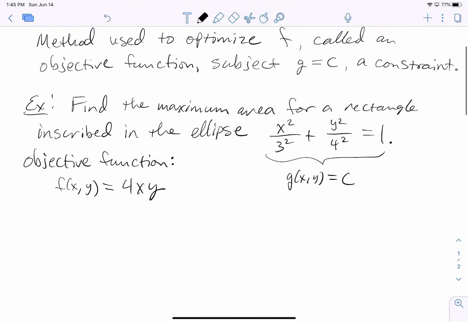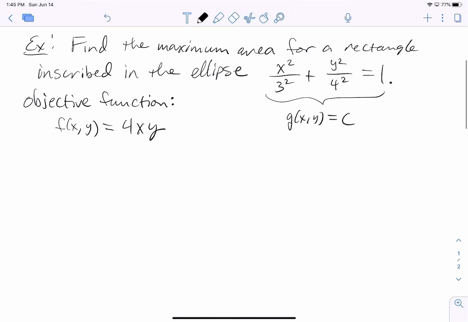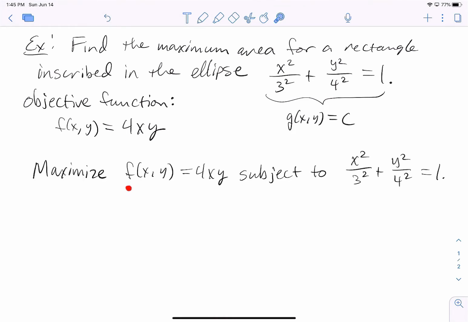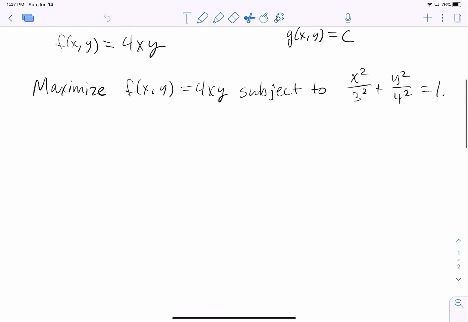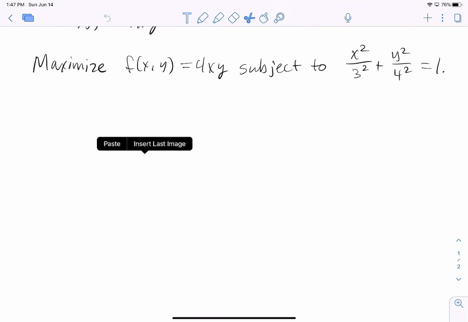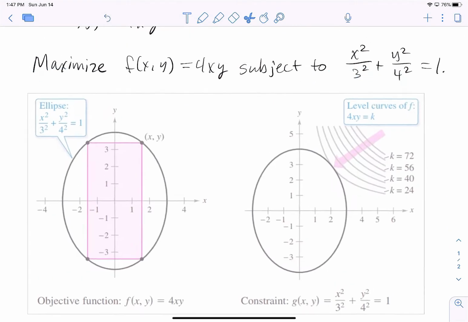I'll get into that in a minute, but first I'll say that the way these problems are worded in our textbook are mostly: maximize f(x,y) equals 4xy, subject to x squared over 3 squared plus y squared over 4 squared is equal to 1. I'm presenting this as the maximum area for a rectangle inscribed in an ellipse so that you have something to hang on to with this. And in order to help us wrap our minds around this, I'm going to give you a diagram from a textbook that is not ours.